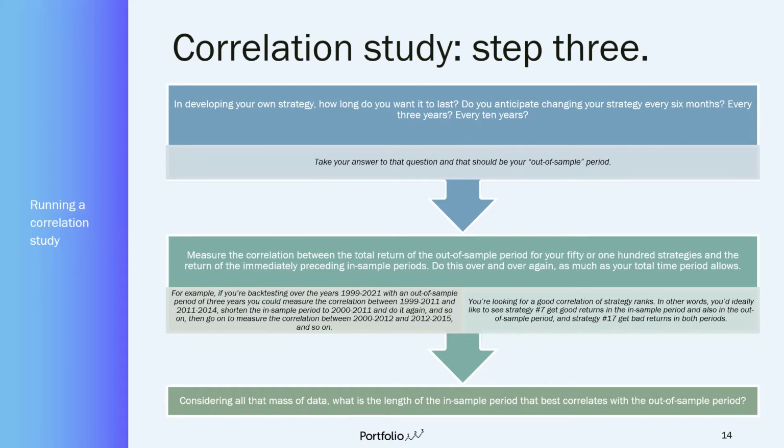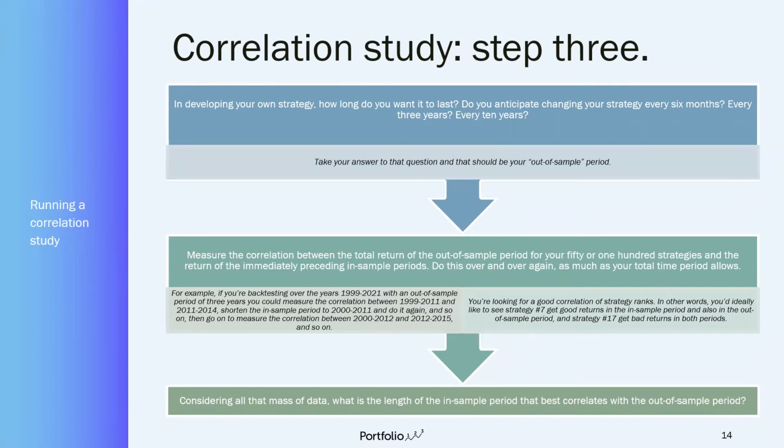For example, if you're backtesting over the years 1999 to 2021, which is 22 years, with an out-of-sample period of 3 years, you could measure the correlation between 1999 to 2011 and 2011 to 2014. The first period would be the in-sample period, and the second would be the 3-year out-of-sample period. And then you could shorten the in-sample period to 11 years and do it again and so on, and go on to measure the correlations between the next 12-year and 3-year period, 2000 to 2012 and 2012 to 2015, and so on. You would get a mass of data, and you'd be able to look at all these different correlations.